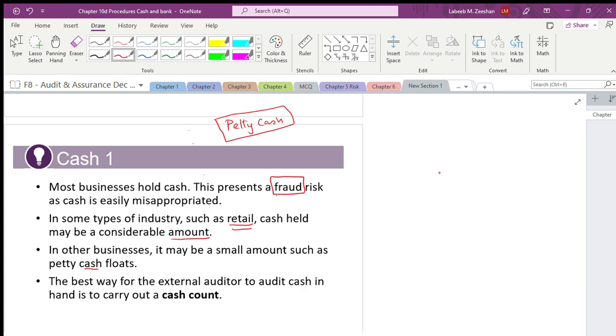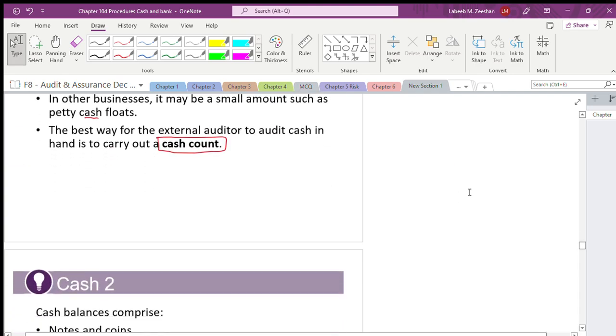The best way for an external auditor to audit cash in hand is to make a cash count. I don't know whether anybody has worked with the banks, any private, any corporate. The moment the auditors come, the first thing they will do is see the cash register, the amount in the cash register, and the physical cash. They will take a copy of that, put their signature, and attach it as a document for the audit purpose.